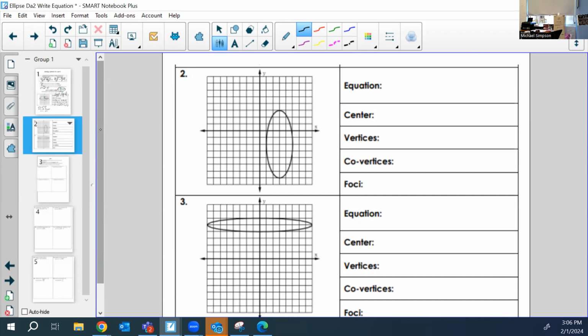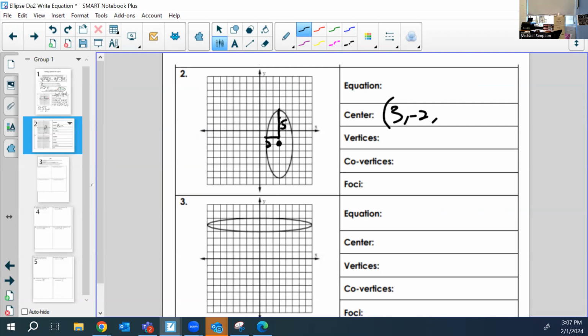The center is going to be 3. If you look at the graph, you can find the center, right? It's going to be 3, negative 2. That's my center right there. Just find the middle, and that is 3, negative 2. Now my a value is going to be the distance from here, and that is 5. Count it off. How many squares? 1, 2, 3, 4, 5. So a is 5, and my b is 2.